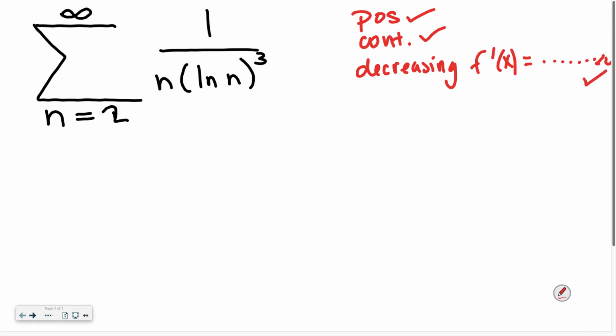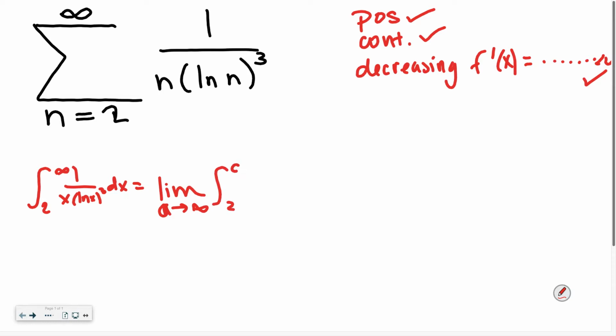That was aggressive. I'm going to end up not writing positive, continuous, and decreasing in this. Oh, I haven't done that one yet. Just assume it's a big old denominator and it goes to a big number, because natural log is positive.